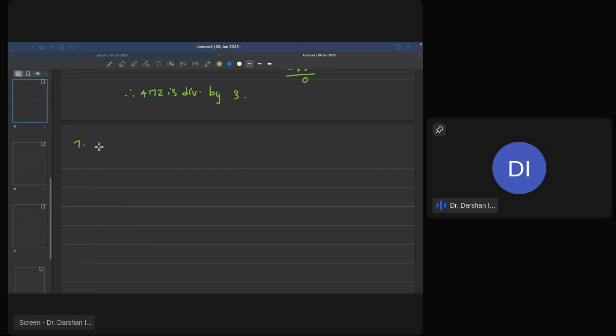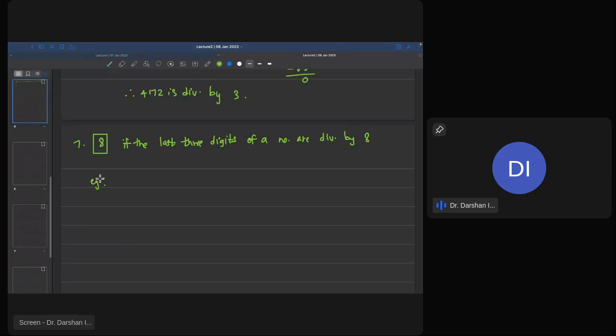So in the seventh, we are looking for the number 8. This is very simple. Instead of, see in 4, you are looking for the last 2 digits, right? So here in 8, if the last 3 digits of a number are divisible by 8, then the number is divisible by 8. Yes, the last 3 digits should be divisible by 8. Then only it is divisible by 8.